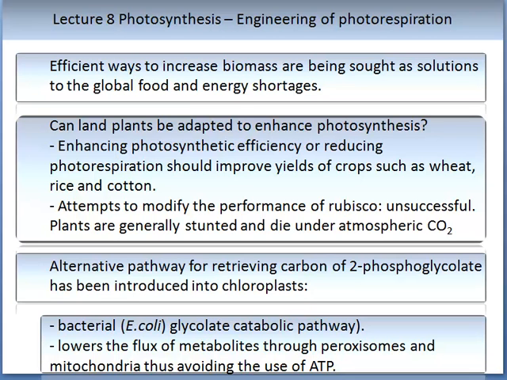Alternative pathways for retrieving carbon of 2-phosphoglycolate have been introduced into chloroplasts. These are via the bacterium E. coli, glycolate catabolic pathways. This lowers the flux of metabolites through peroxisomes and mitochondria, thus avoiding the use of ATP.